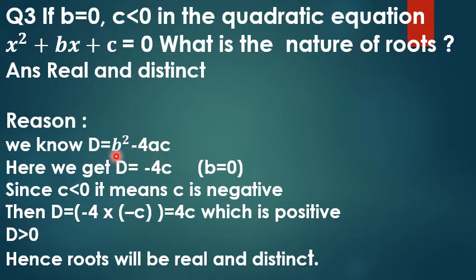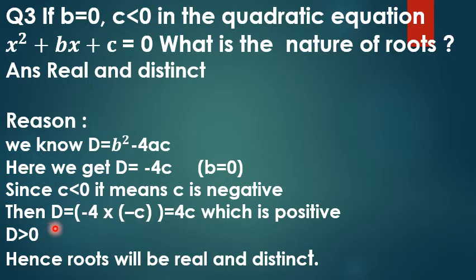On putting the value of b equals 0 in that equation, finally we get D equals minus 4c. Now in the question it is given that the constant term, which is c, is less than 0. It means c is negative. So we take the value of c as minus c. On putting that value in the equation D equals minus 4c, finally on solving we get 4c.